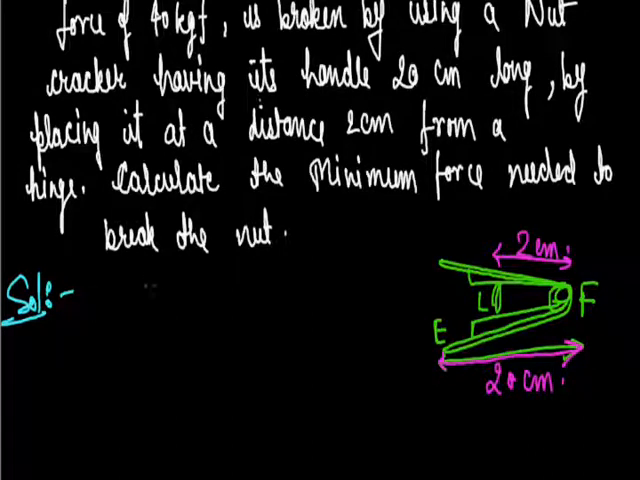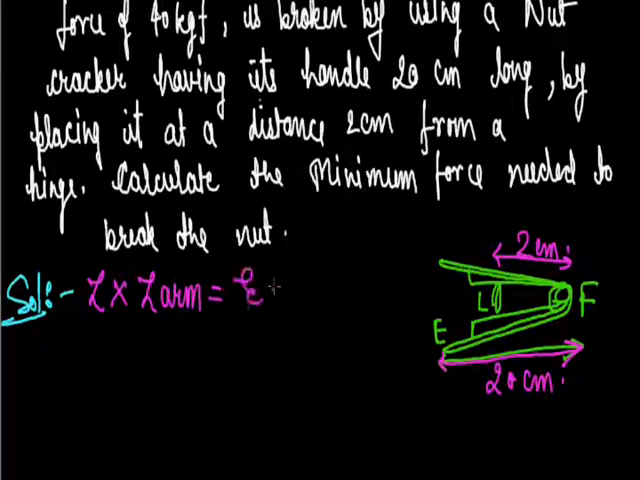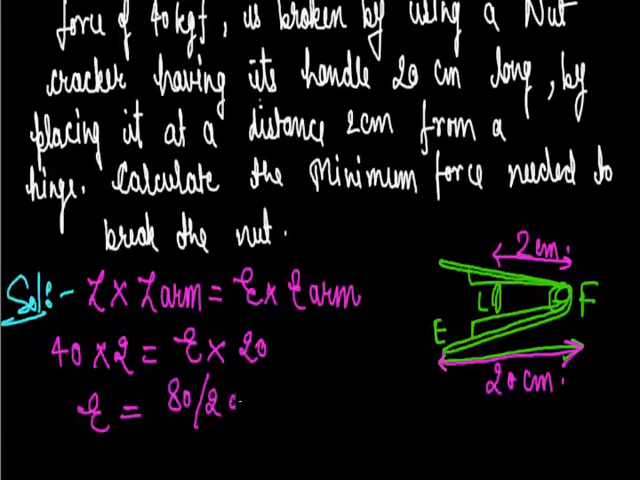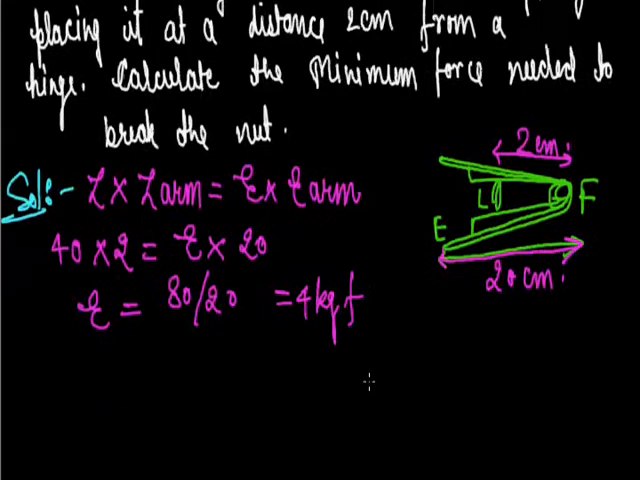So now we can apply the basic formula, load into load arm equals effort into effort arm. Load is given, which is 40 kg force. Load arm is given, which is 2 cm. Effort we have to find, and effort arm is 20. So effort will be 80 by 20, means 4 kg force. So minimum force needed to break the nut will be 4 kg force.